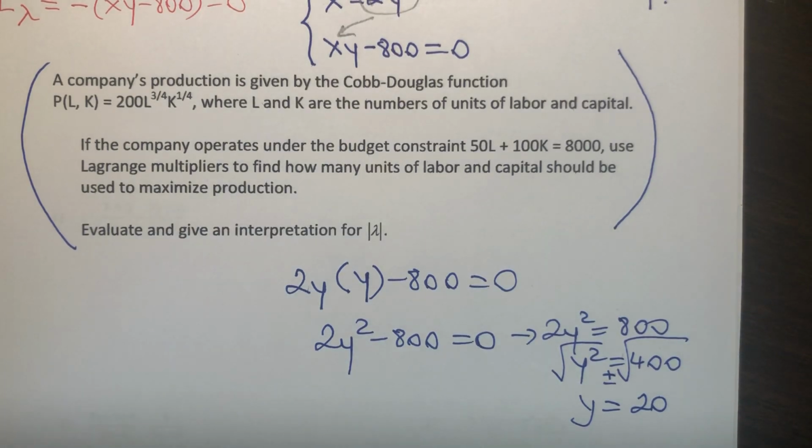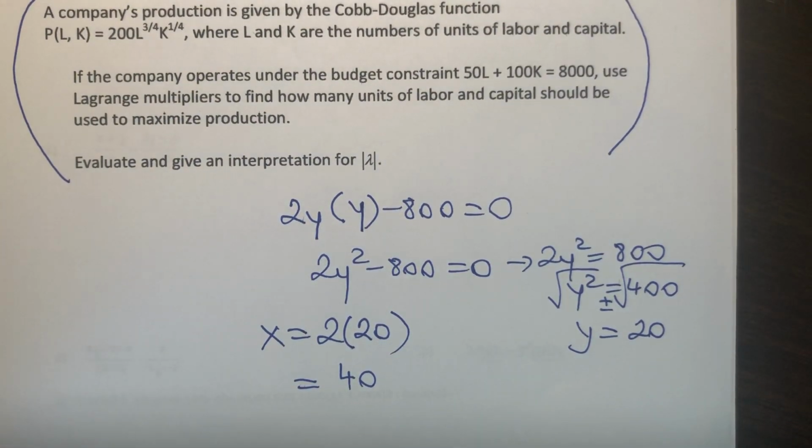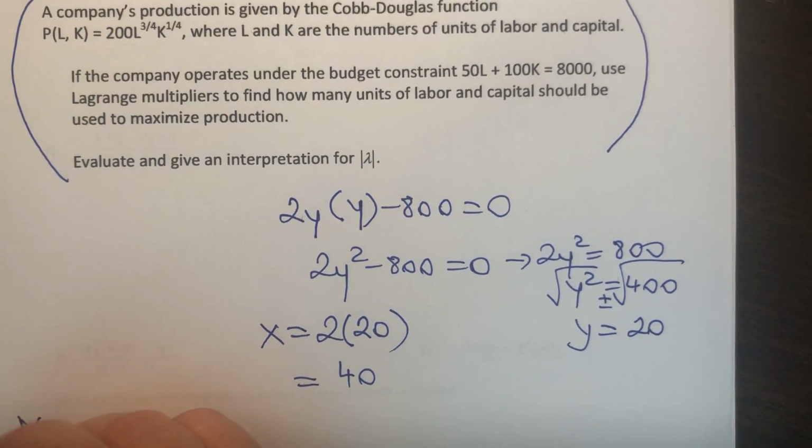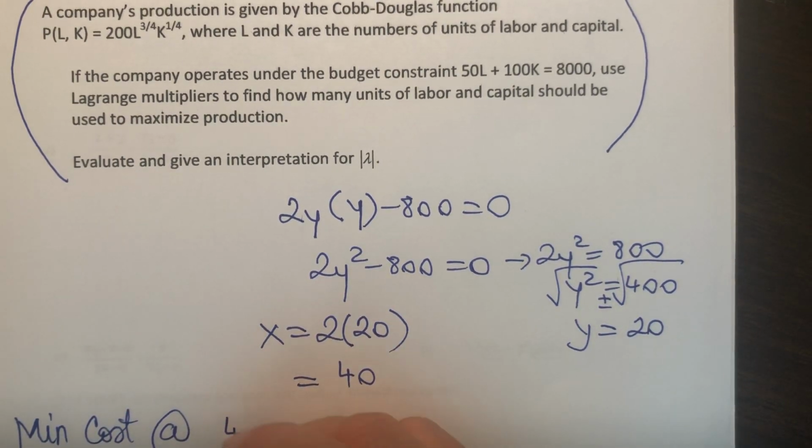Okay, so combine, what else do I know? I know that x was equal to 2y. So x must equal 40, yes? So there you have it. It says the rectangular enclosure is to have an area of 800 square feet. Minimize the cost of fencing the enclosure. So the minimum cost will be at 40, 20.